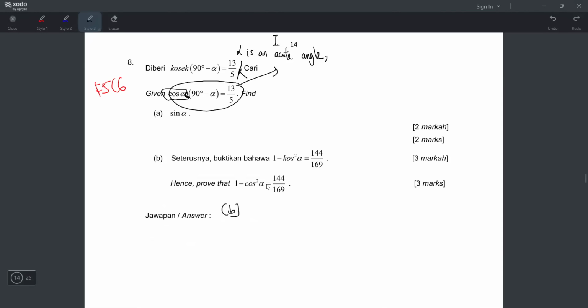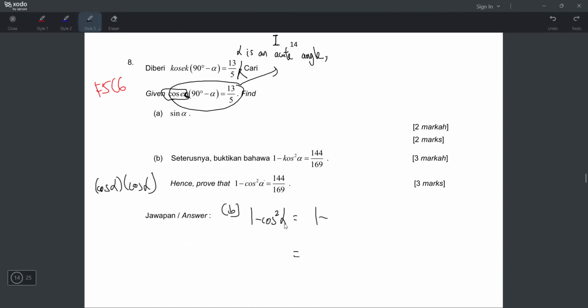So 1 minus cos square alpha equals 144 over 169. So we can make the left hand side the question, and the right side we cover up. Because that is the answer and I have to prove that this can equal 144 over 169. So we cover the right side, and then we prove it now. Okay, 1 minus cos square alpha. Cos square alpha means cos alpha times cos alpha. That is what cos square alpha means.